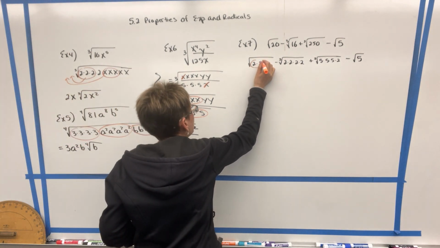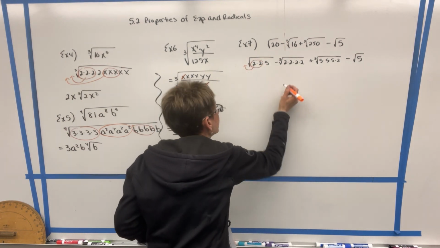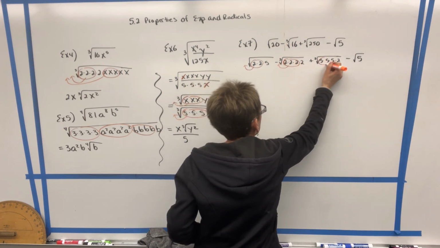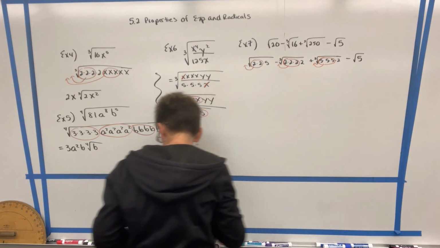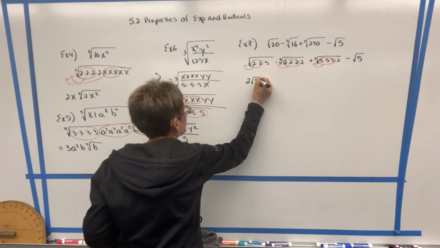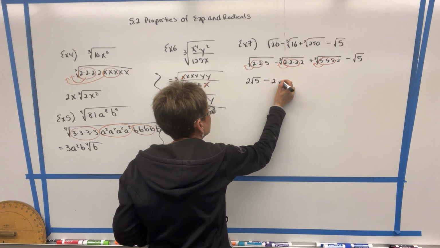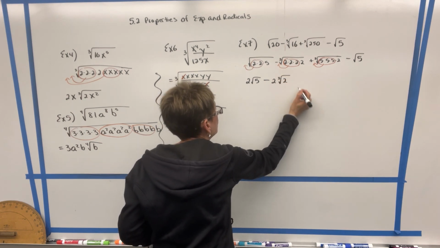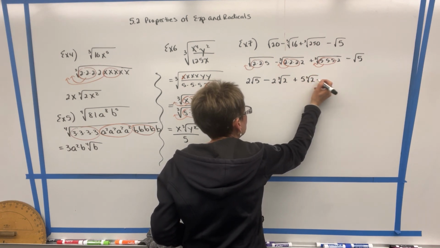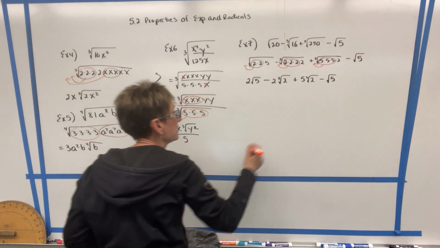On this part of my problem, I'm looking for pairs. So I'm going to take that pair out, and on this part of the problem, I'm looking for groups of 3 because it's a cubed root. So this first term is going to become 2 times the square root of 5. The second term is going to be minus 2 times the cube root of 2. Then I'm going to have plus 5 times the cube root of 2. And then minus radical 5. I want to choose to think of this as minus 1 radical 5.